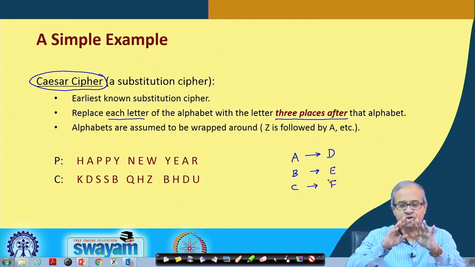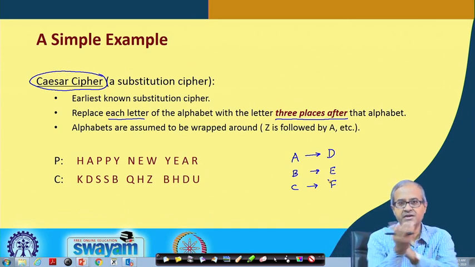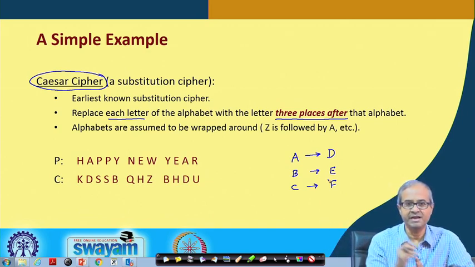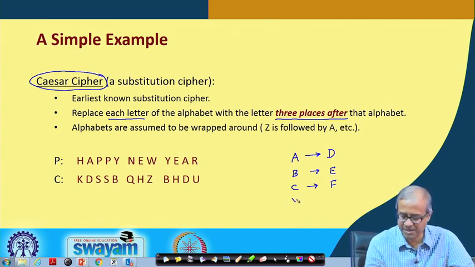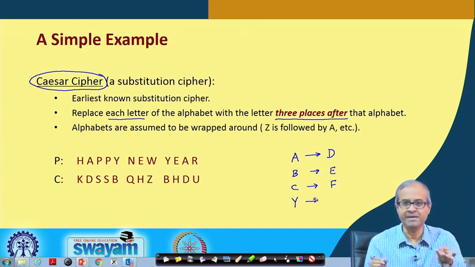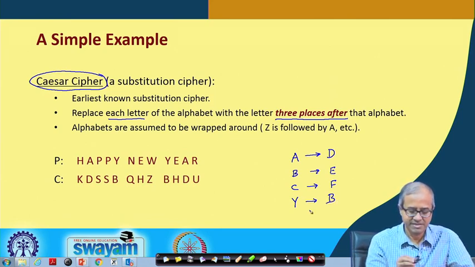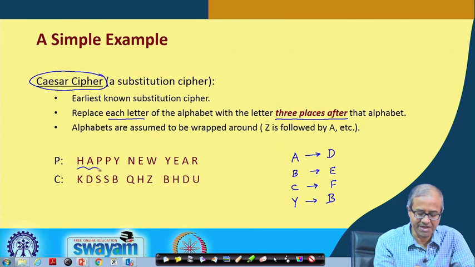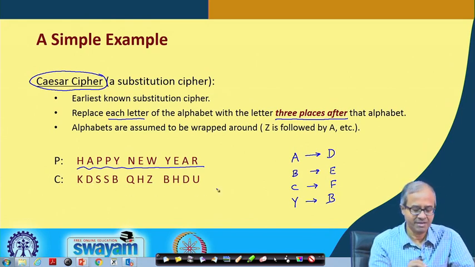Now, here we assume that the alphabets are cyclically rolled or chained, like after Z again comes A. So, for example, if my letter in the original plain text is Y, then Z, A, B, this will be replaced by B, like this. Just an example is shown here. If my plain text is Happy New Year, then H gets replaced by K, A by D, P by S, Y by B, and so on. Okay? Like this substitution is carried out.